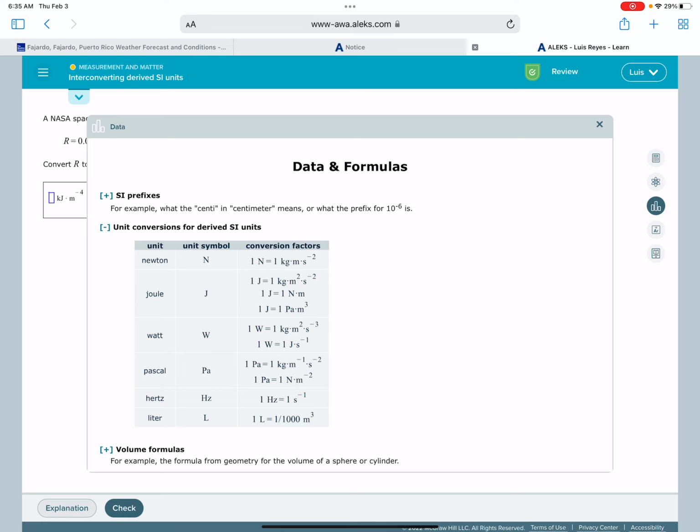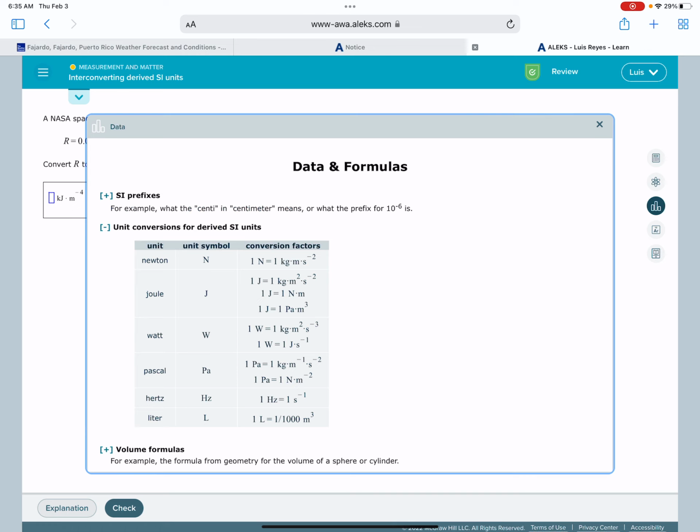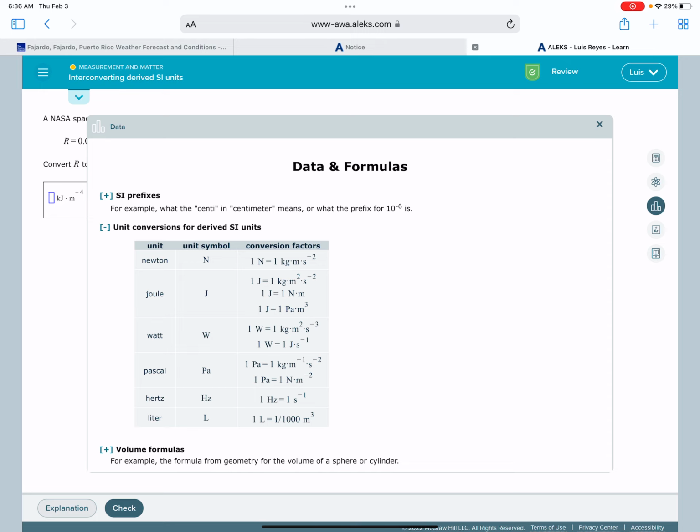Look at the second row where it says joules, and it tells you that a joule equals 1 Pascal times cubic meters. So that's what you have to keep in mind. Remember, when you're in ALEKS, you don't have to have all these symbols memorized. Just click on the circle one, the one with the bars. That will bring you to the data that we were talking about, and you can see there that the joule equals 1 pascal times cubic meters. So let's use that.